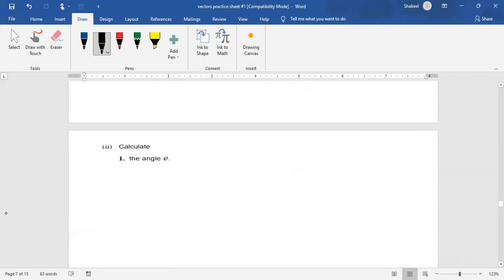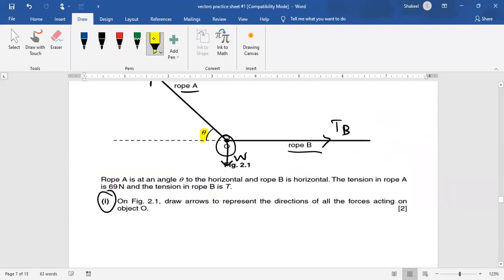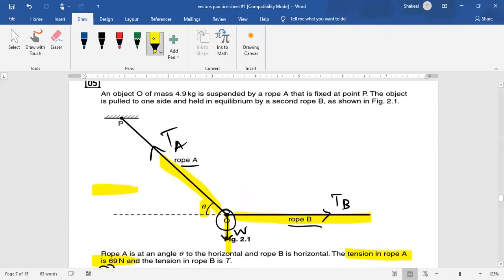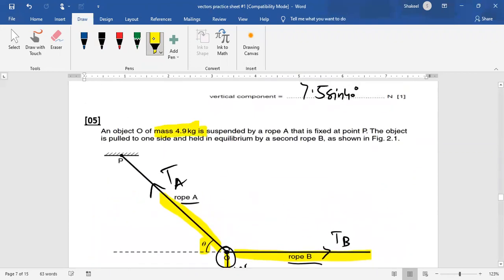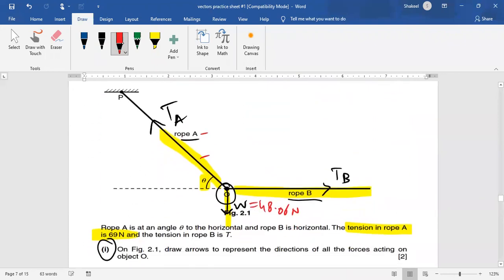Okay, the next thing is you have to find the angle theta. You have to find this angle theta. So TB is this, TA is this, weight is downward, and what else is given? Tension in rope A is given, which is 69, and then the mass is given, so you can find the object's weight as well. So the object's weight will be 48.06. So this force is 48.06 Newton. And this force is how much? 69. This is 69 Newton.